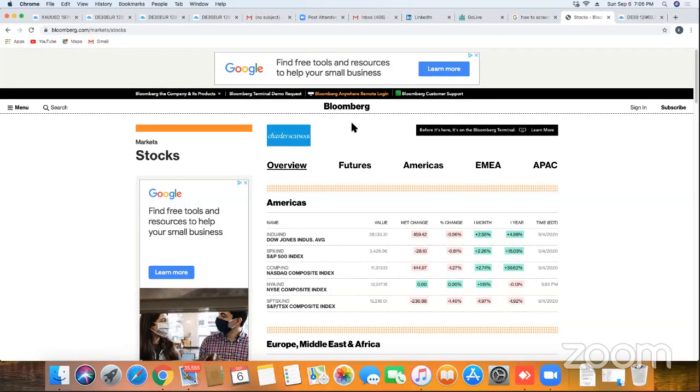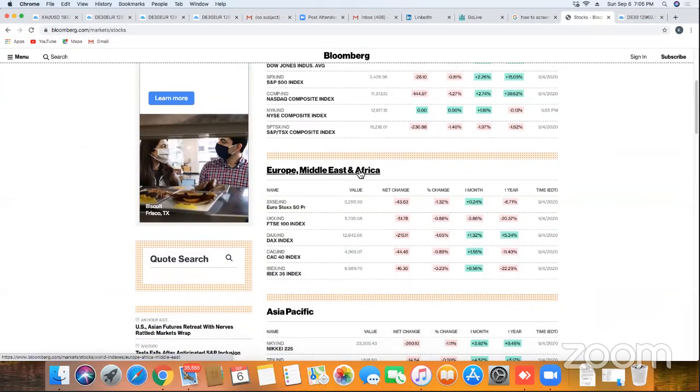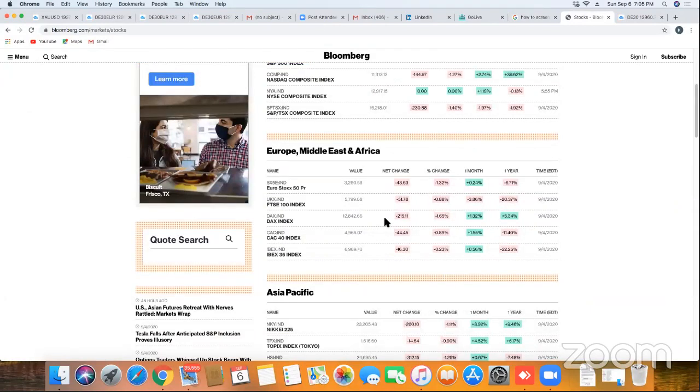So I go to Bloomberg.com, I click stocks, and I go to Europe, Middle East, and Africa. What you're looking at is news. So you see the DAX, which is the German 30 index, and right now it's negative. It closed negative on 9/4. So it might open negative for the London session, which would be good if you're looking to jump in for a buy. But after I've done this.